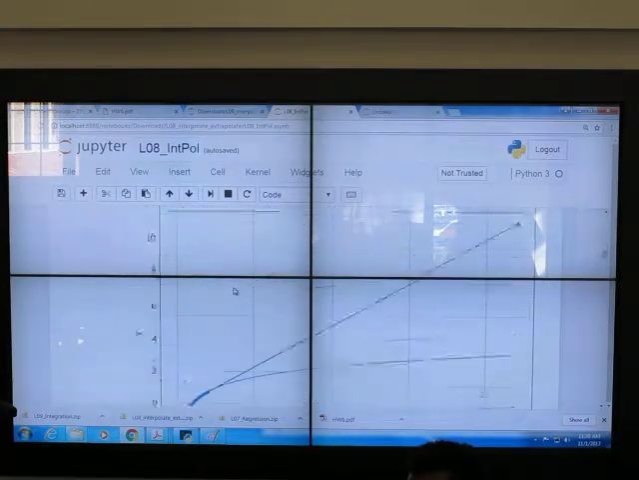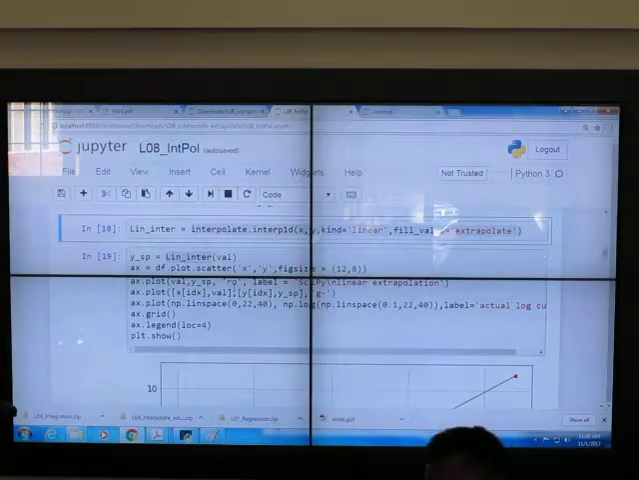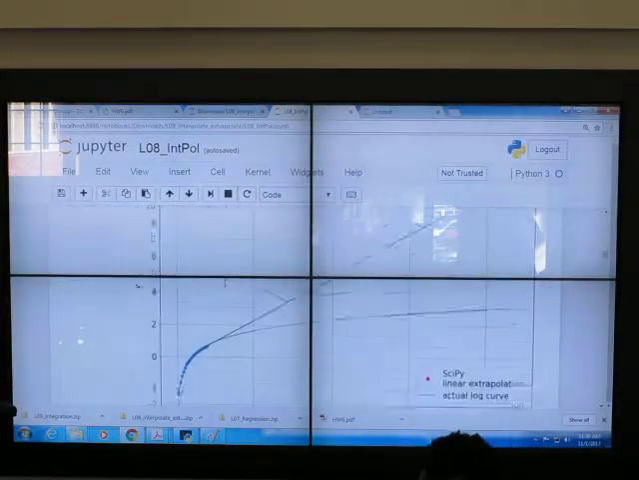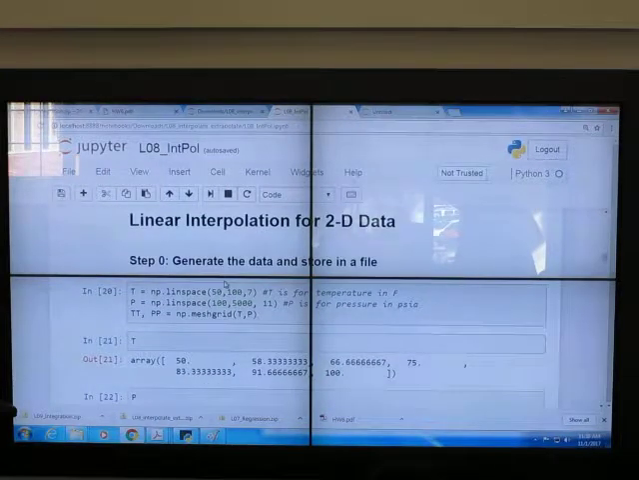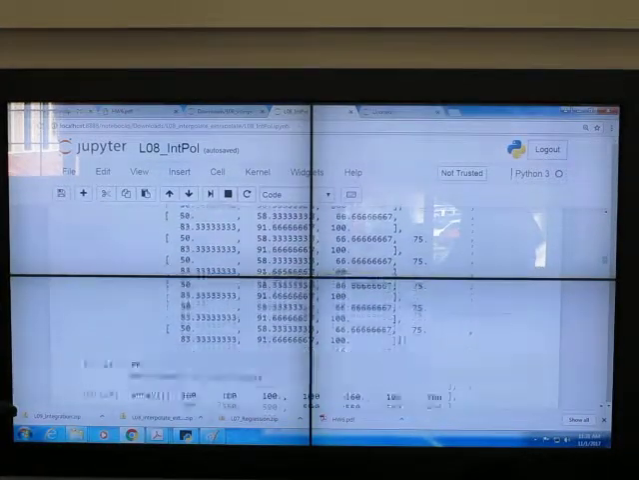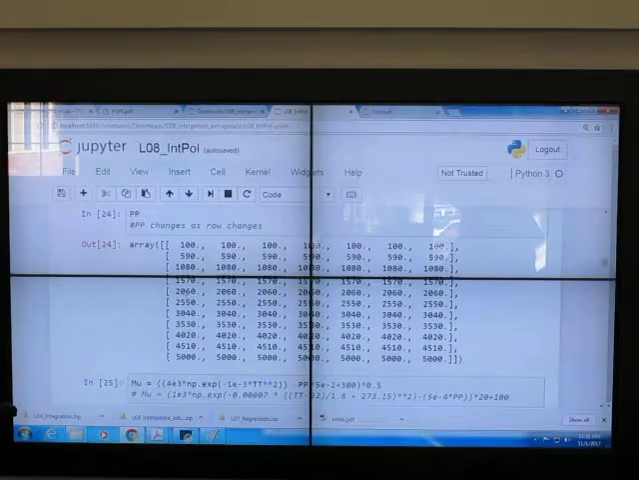So we have the way to do extrapolation, right? Actually, the interpolate function from SciPy can do interpolation too. Alright, what about 2D data? What do we do? So I have temperature and pressure. Temperature from 50 to 100. Pressure from 100 to 5000 psi. Okay. And I do meshgrid. And that's the point. So 100 to 5000. Right now we have 2D data.